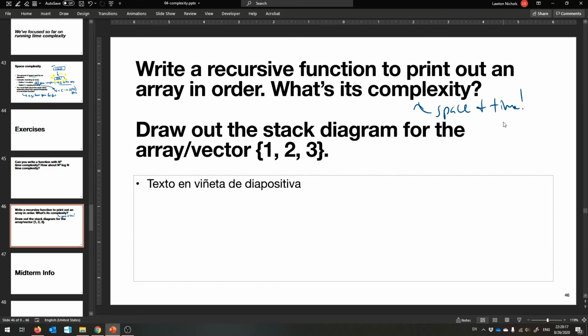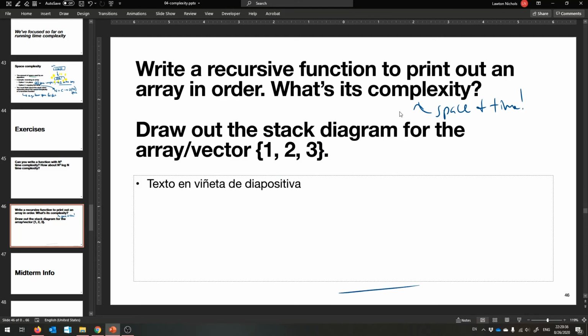I don't think you're copying the array, so it shouldn't be that bad, right? Well, you'll figure that out, and then try and draw the stack diagram for this function that you write on a certain array. So 1, 2, 3, try that.